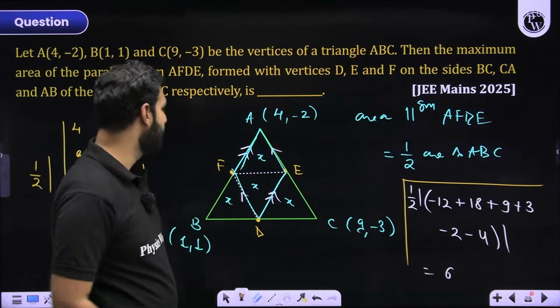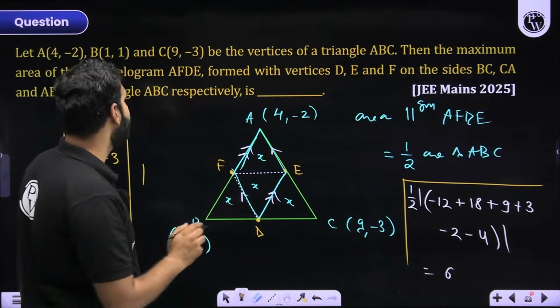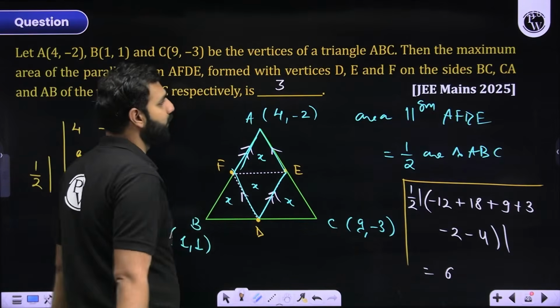We don't need that area. This is the area of the triangle ABC, 6. I need half of it. So half of 6 is going to be 3, and that's your answer to this particular question.